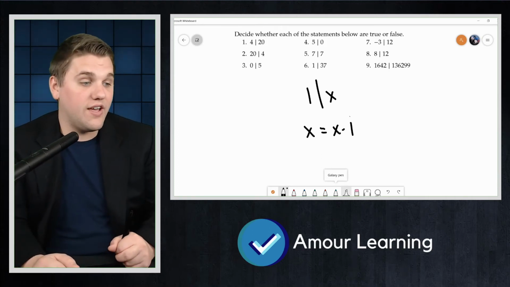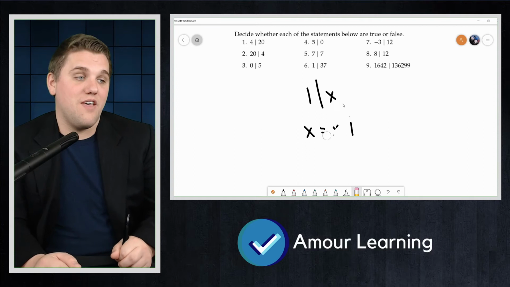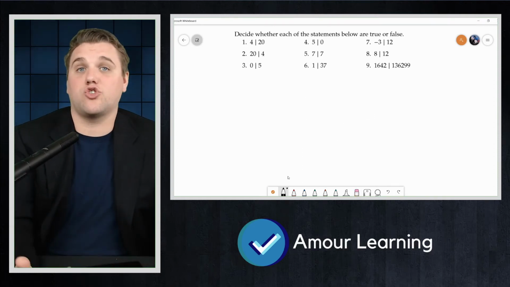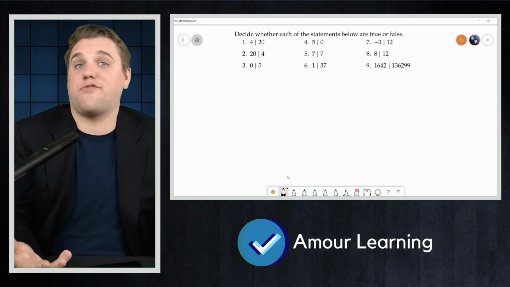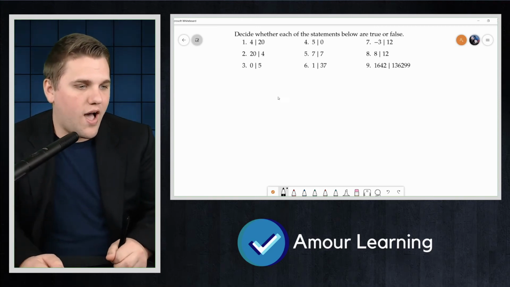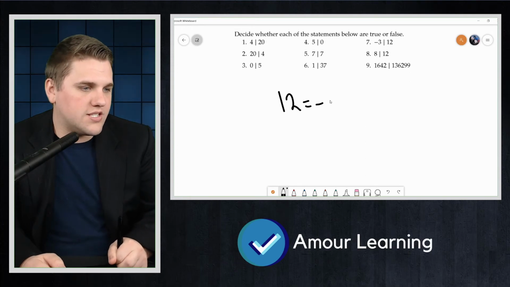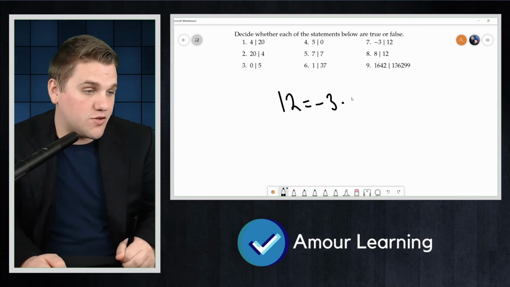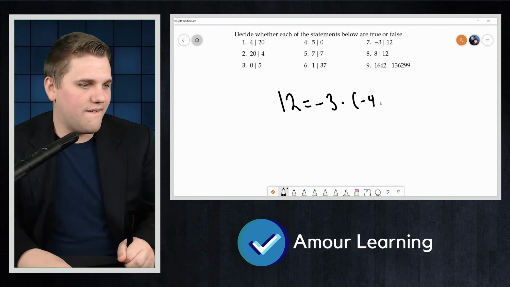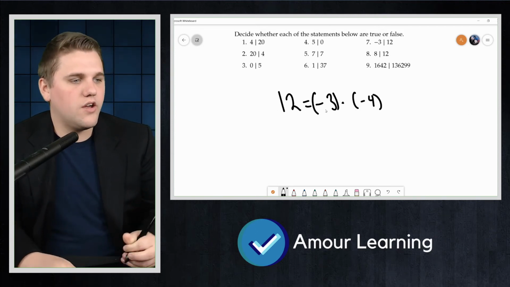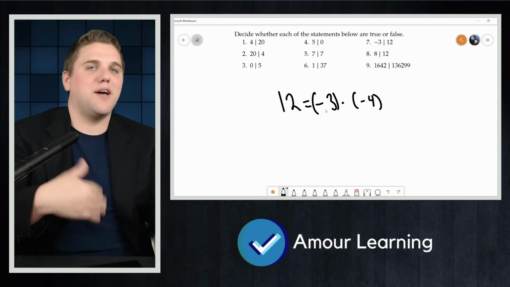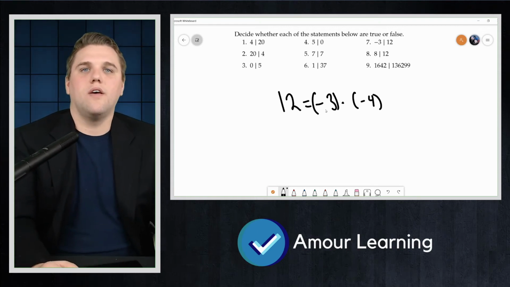Let's look at 7. 7 is a little tricky because we threw in that negative number there, but this is still true. Negative numbers work just fine for the divisibility relation. Here we can say 12 is negative 3 times 4. Not 4, negative 4. So 12 is a multiple of negative 3. Looks a little weird, but that's how we would write it.